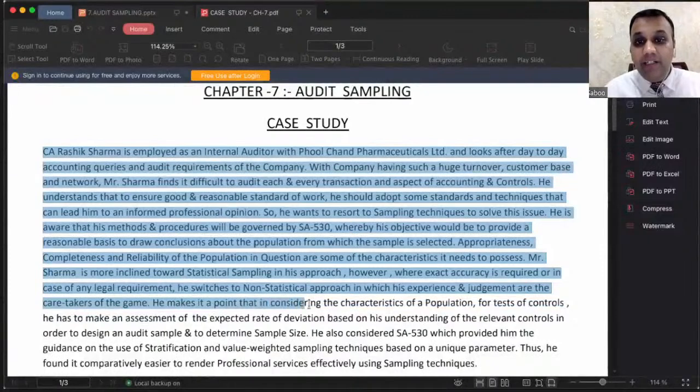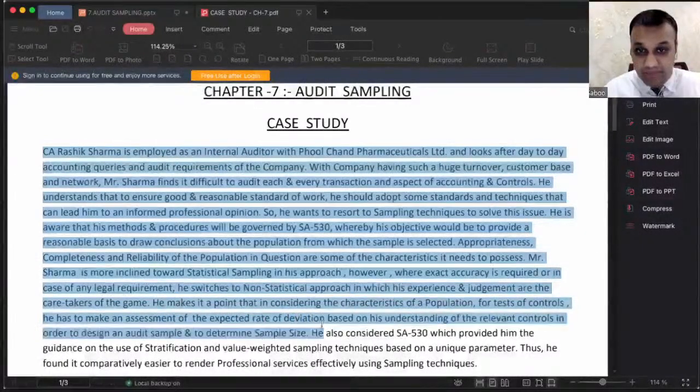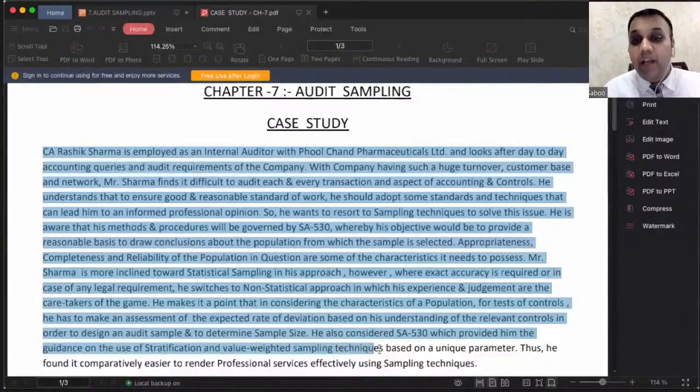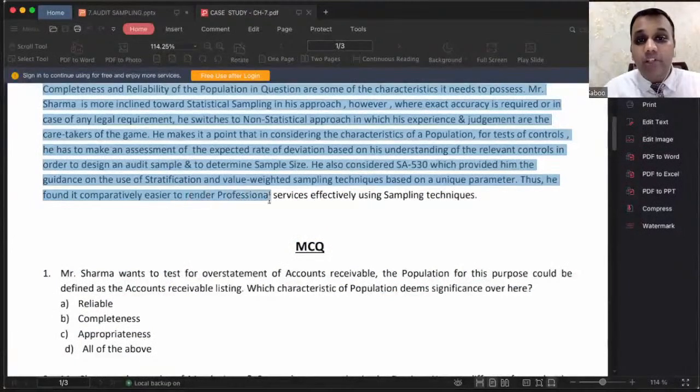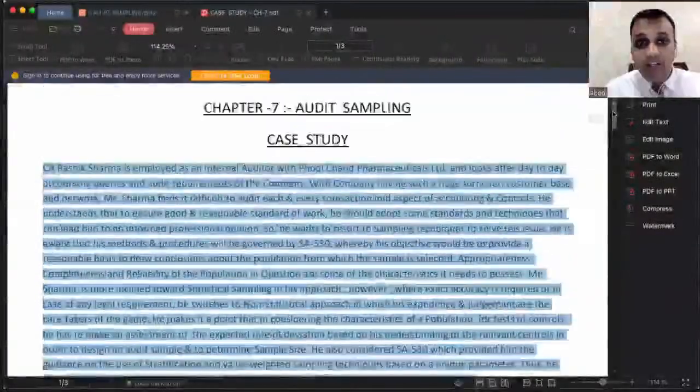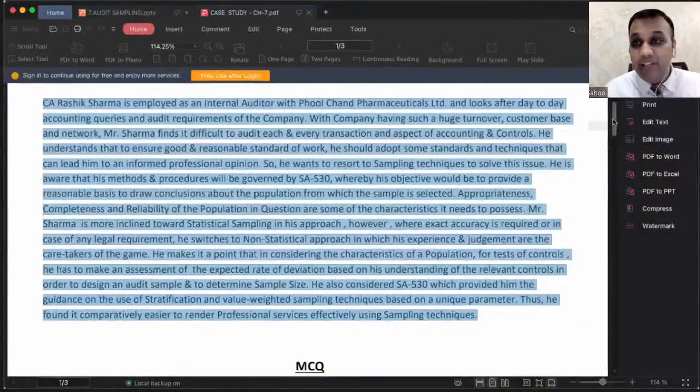He makes it a point that in considering the characteristics of a population for test of controls, he has to make assessment of the expected rate of deviation based on his understanding of the relevant controls in order to design an audit sample and to determine the sample size. He also considered SA 530, which provided him the guidance on the use of stratification and value-weighted sampling techniques based on a unique parameter. Thus, he found it comparatively easier to render professional services effectively using sampling techniques. This is a case study with the story of CA Rashik Sharma as internal auditor at that company and using sampling.